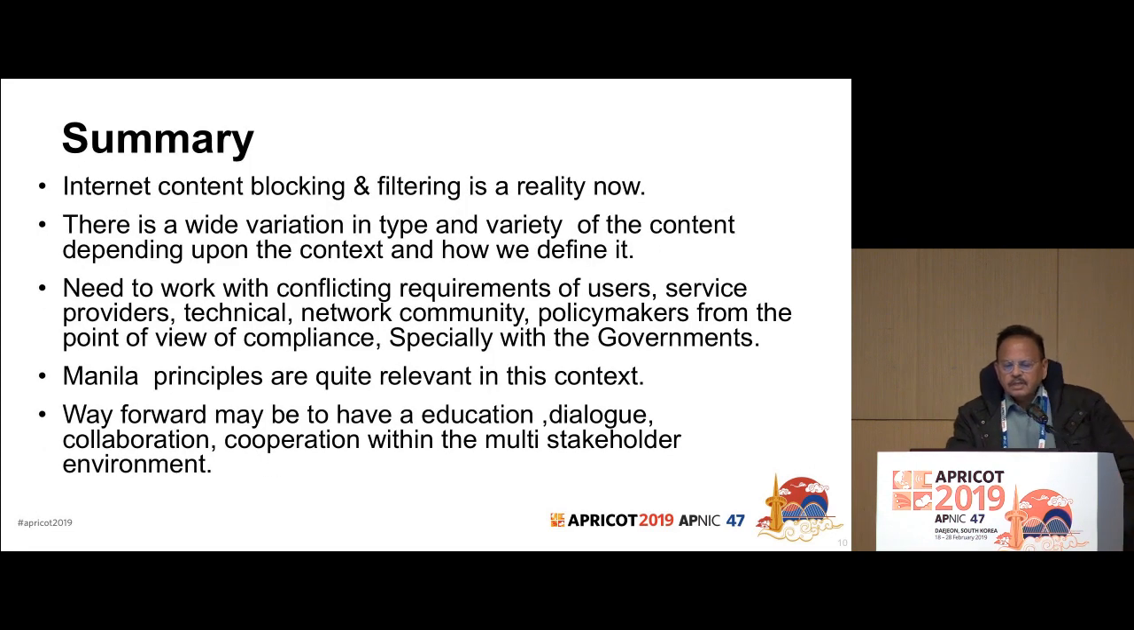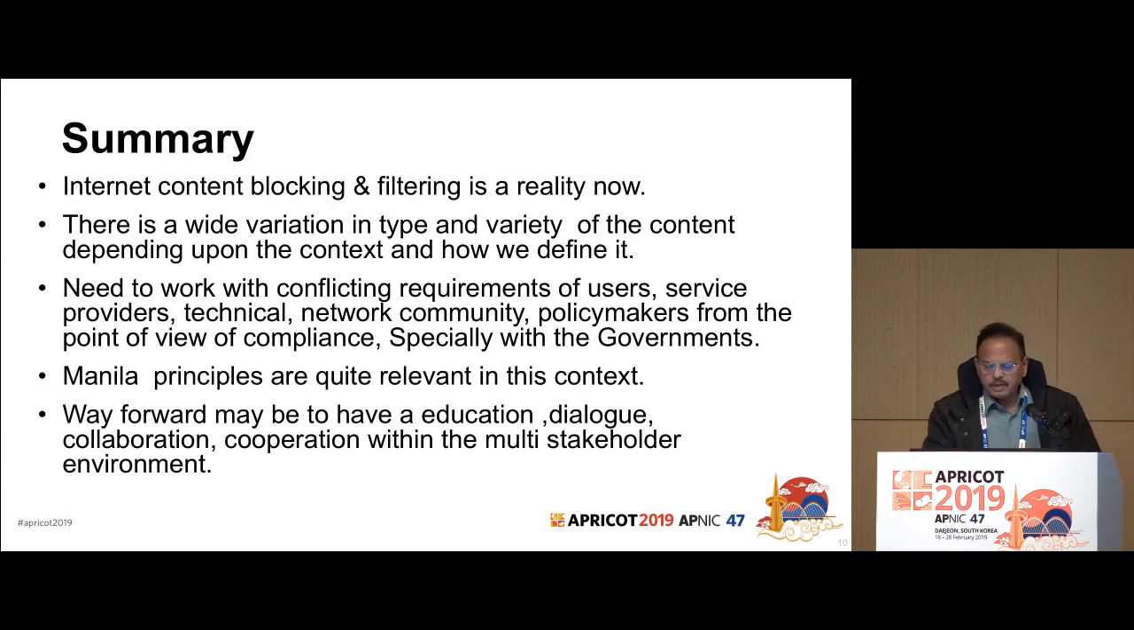So I'm summarizing here that internet content blocking and filtering is a reality now. There is a wide variation in type and variety of the content depending upon the context and how we define it. We need to work with conflicting requirements of users, service providers, technical, network community, and policymakers from the point of view of compliance, especially with the governments.